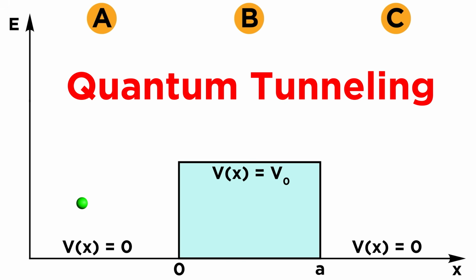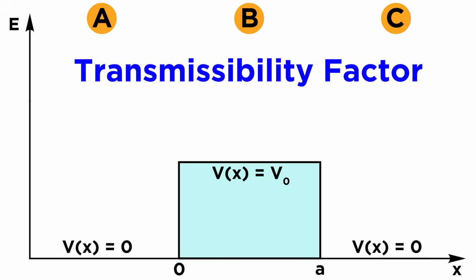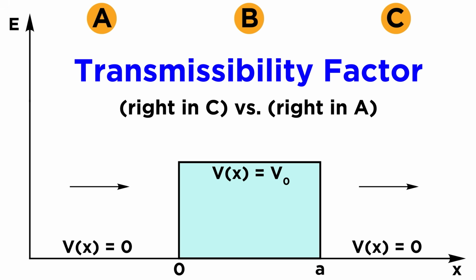As we recall, unlike a classical particle, if a quantum particle is approaching this barrier with an energy that is less than the barrier height, there is still some non-zero probability that it will be transmitted through the barrier. In order to quantify the probability of this occurring, we need to define something called a transmissibility factor. This is defined as the ratio between the probability of finding a particle traveling to the right in region C, meaning it has traversed the barrier, and the probability of finding a particle traveling towards the barrier in region A.